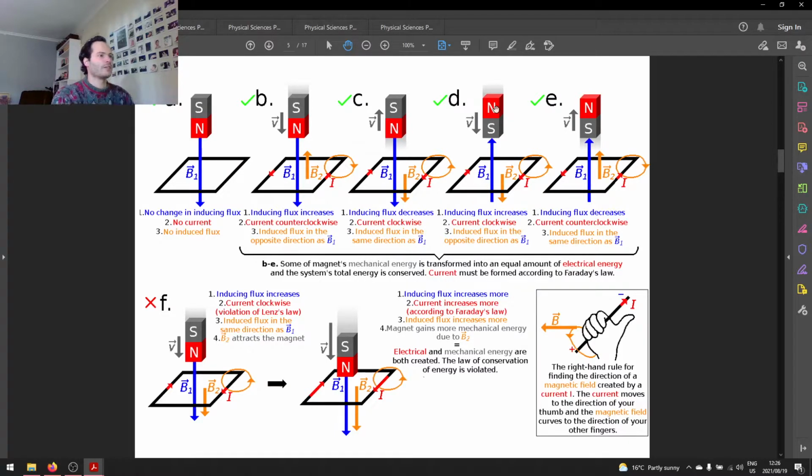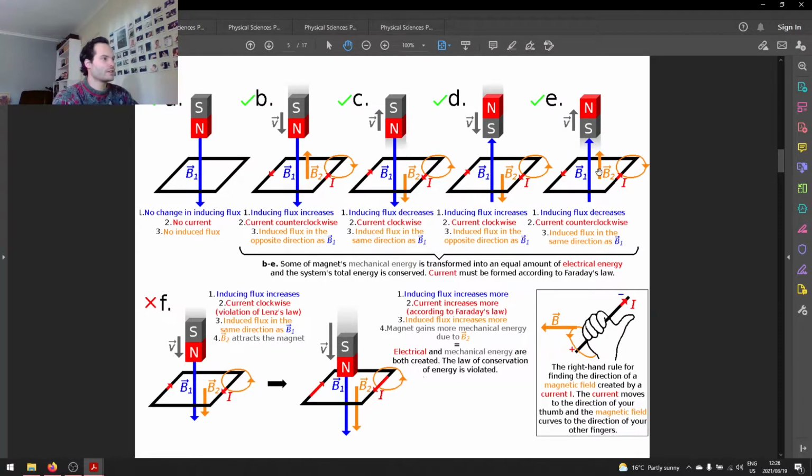Then in D, I've now just swapped the poles over. Now the south pole is at the bottom, north pole is at the top. The magnet is brought close to the coil. What that means is, again, magnetic flux increases. Nature abhors that increase. So again, like in B, the magnetic field is going to be pointing in the opposite direction. So we can see that B is now B2, that's the orange one. The induced magnetic field is pointing downwards. Therefore, the current is pointing again in the clockwise direction.